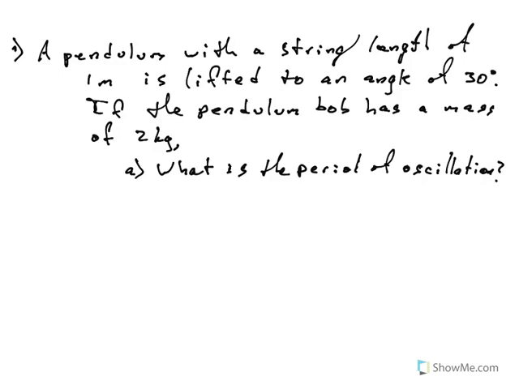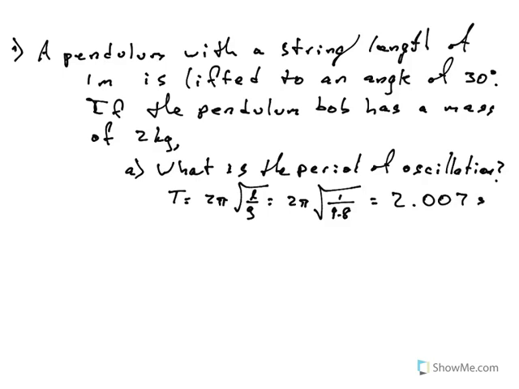Well, as we just saw, the period of oscillation for a pendulum is 2 pi square root of L over g. So from the problem, we have 2 pi times the square root of L, which is 1 in this case, over g, we're assuming we're on Earth, so it's 9.8. And we get 2.007 seconds. So that means if I pull this pendulum back and I let it go, it'll take about 2 seconds to oscillate one time.